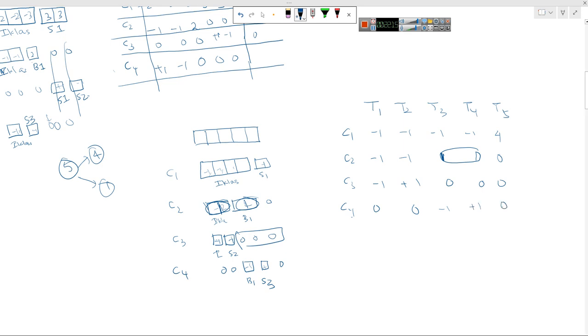So C1 and C4, 0. I am just comparing C1 and C4 now. 0, 0, negative 1, positive 1, 0. Totally 0. Now C2 and C4. 0, 0, negative 1, positive 1, 0. Totally 0. Again C3 and C4. So 0, 0, 0, 0, 0.